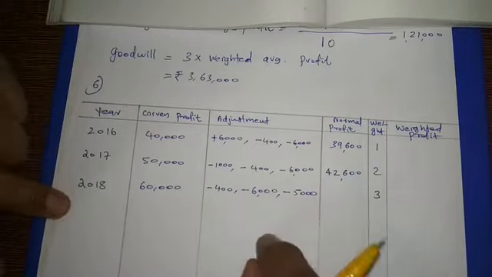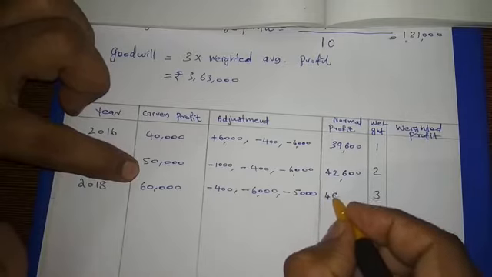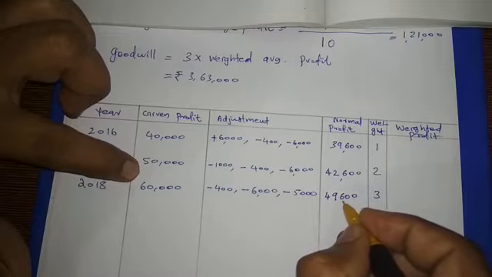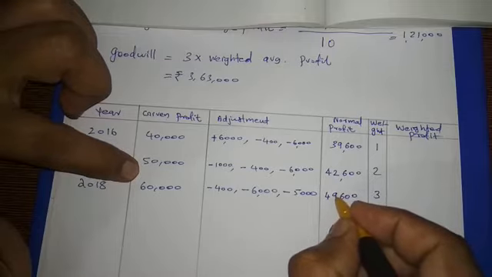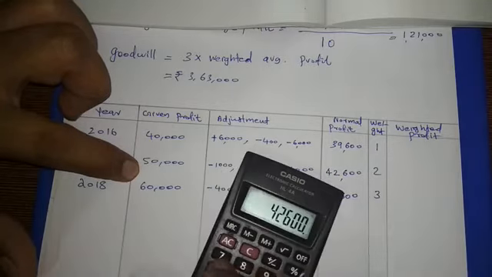Then 11,400 we need to subtract from 60,000. So 60,000 minus 11,400 gives 48,600. We can check it, 60,000.